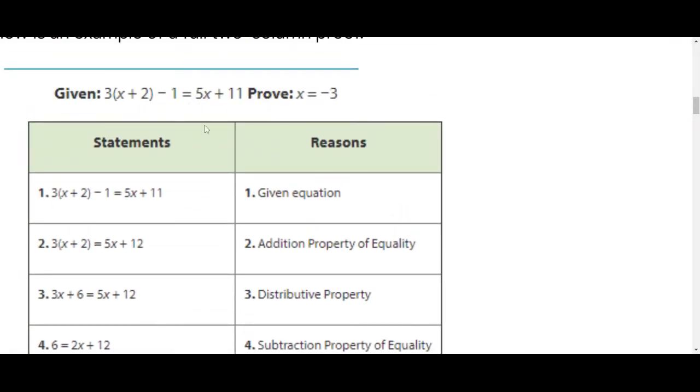So they're telling me this right here. So you start off with that and you say, what's my reason for all this random stuff I'm writing? You say given. That's what was given to me to begin with, okay? What's the first step to get from here to here?